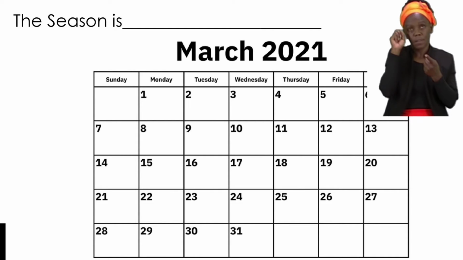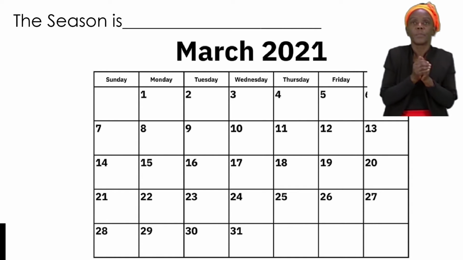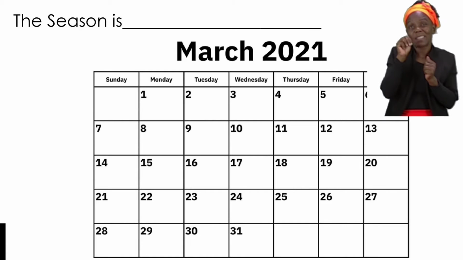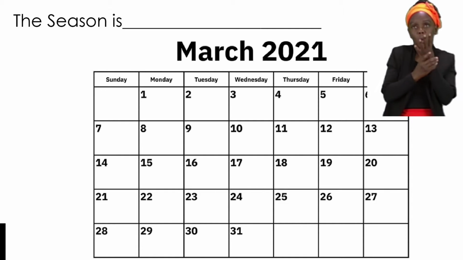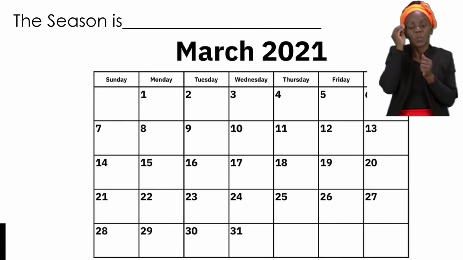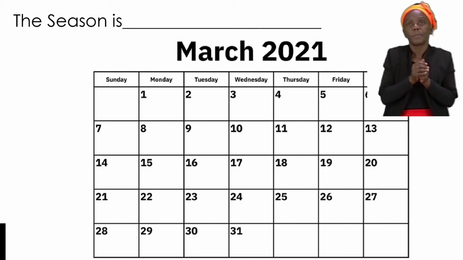Now I want you to please write what you think the season we have right now for March. Is it the season of summer, or winter, or spring, or autumn? If you're not sure, I would like you to please talk about this with an adult or another friend so that you can decide what season March 2021 is. After that, we're going to use this same calendar to answer the questions below.